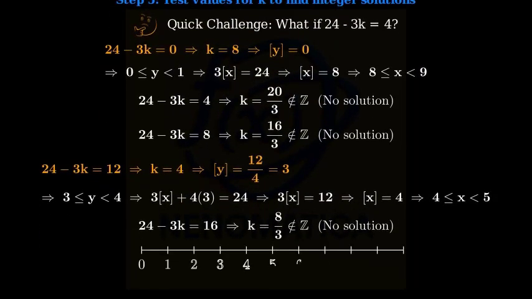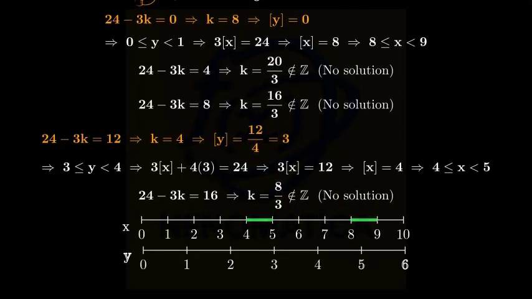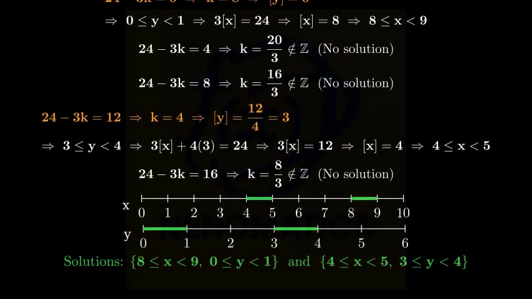Let us visualize the valid intervals for x and y on number lines. Therefore, the solution sets include x in 8 to 9 with y in 0 to 1, and x in 4 to 5 with y in 3 to 4. Both satisfy the original equation.